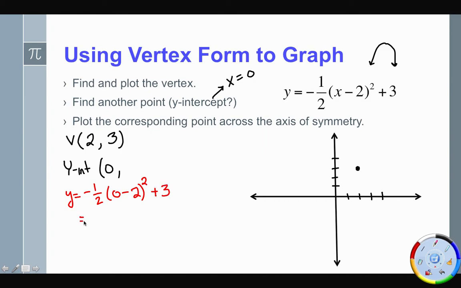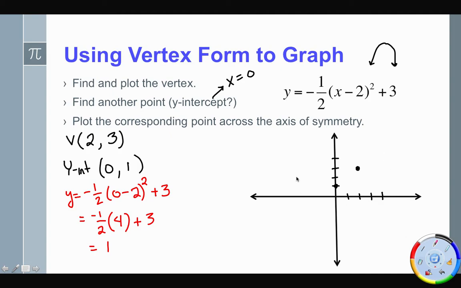So here I get -1/2 times 0 minus 2 is -2, squared is +4, plus 3. And then -1/2 times 4 is -2, and -2 plus 3 is a 1. That means my y-intercept is the coordinate 0, 1. And we're going to plot that.